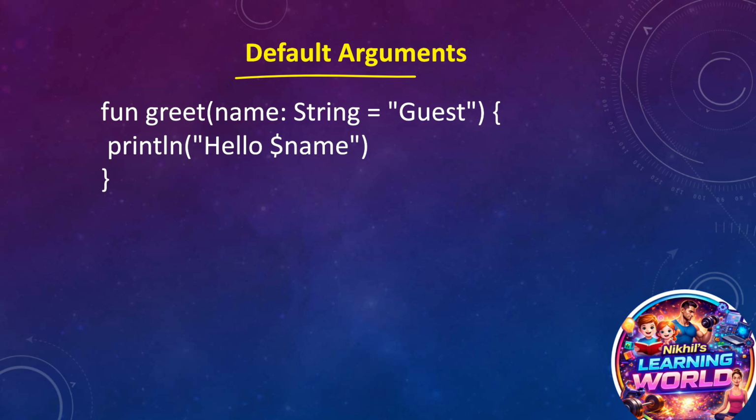Okay, so default arguments. Whenever we are passing a parameter, in case we pass nothing to that function, the default argument will be considered. So whatever the default argument is will be set to that particular variable. For example, fun greet name String equals guest. If we call the function greet and we are not passing any value, guest will be printed.